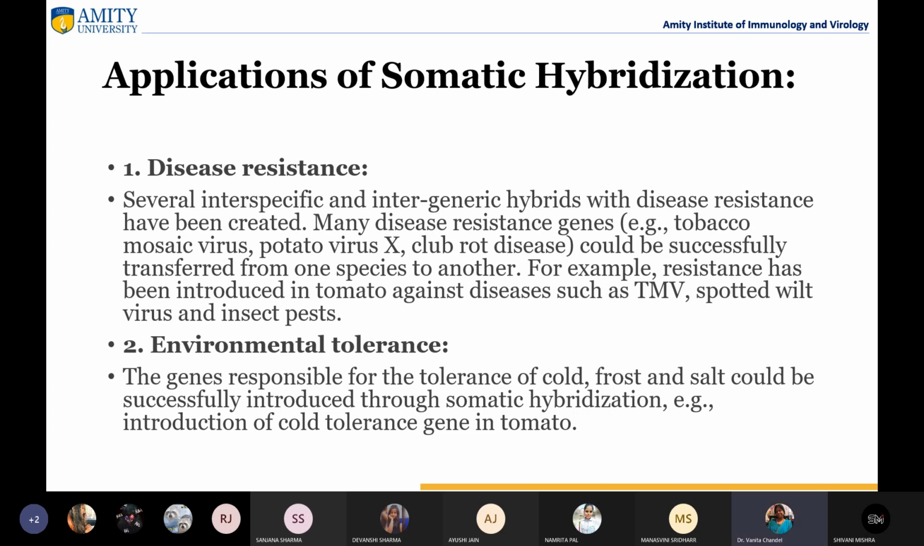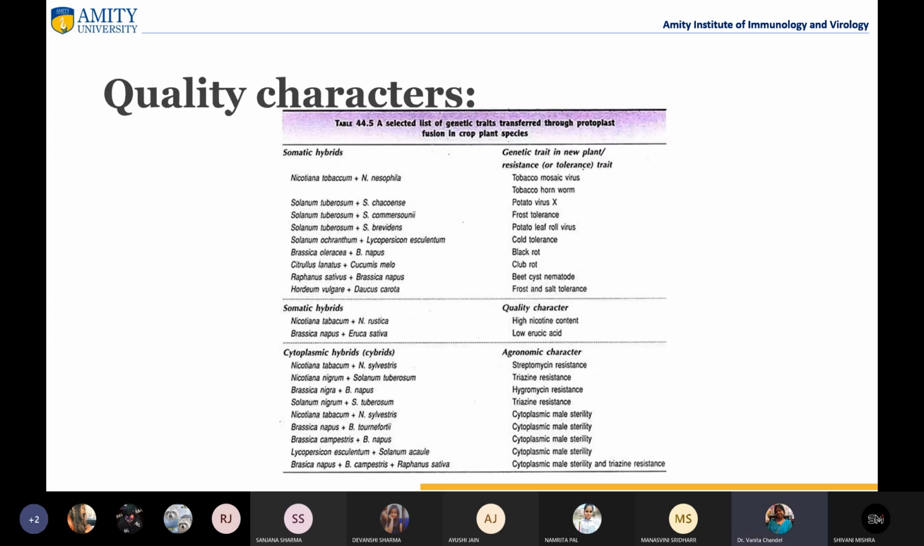So another use is environmental tolerance. That means environmental stress tolerance genes can be introduced into the plants by this method. Then quality: this table is showing a selected list of genetic traits which are transferred through protoplast fusion in crop plant species.